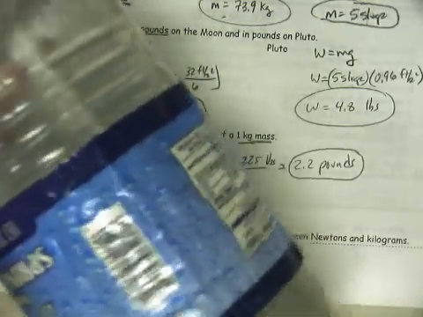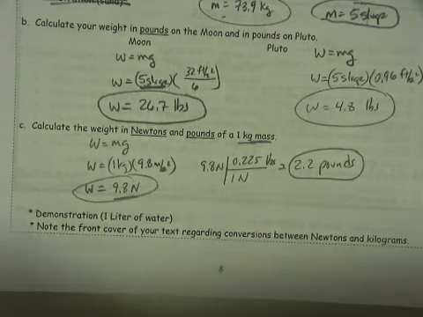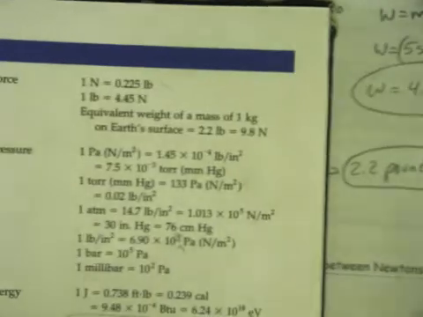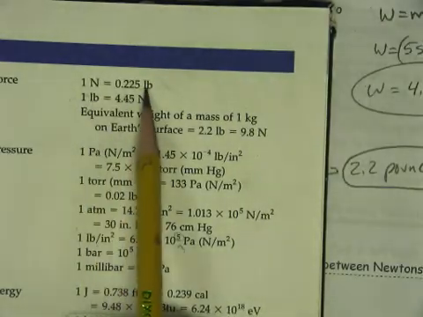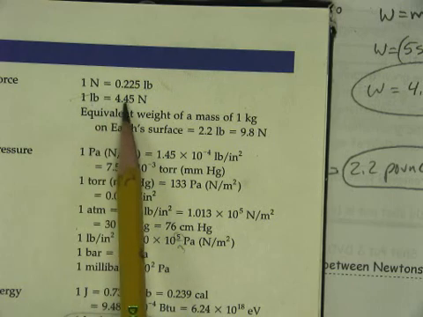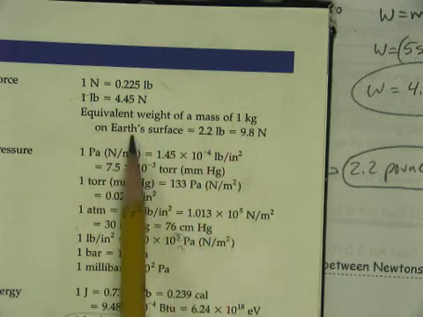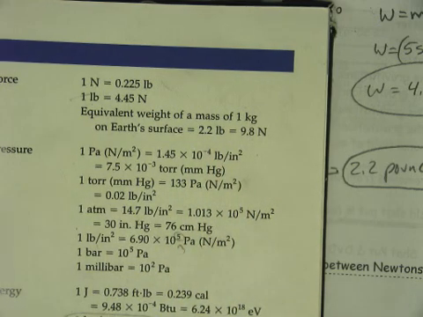That's nice to know. All right, and the inside front cover of your textbook, so here's your textbook, the thing you guys never bring, has all of those conversions, and they're right here. So 1 newton is 0.225 pounds, 1 pound is 4.45 newtons, and then 1 kilogram on the Earth's surface is 2.2 pounds and 9.8 newtons. And there it is.